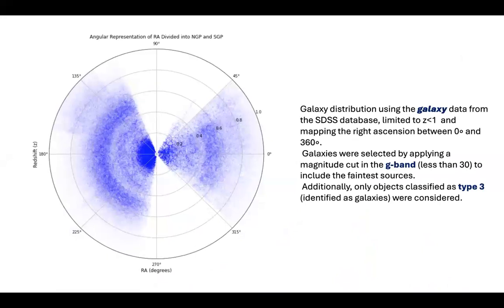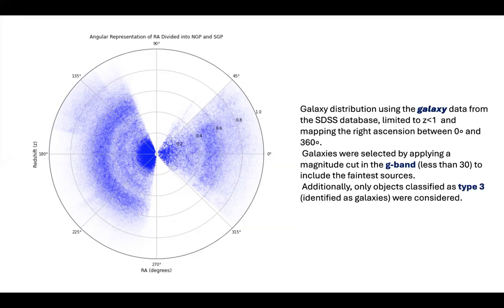So here we have this map based on the SDSS database limited to redshift less than 1, and we can see the structure that we find in this as a proof, these large structures that we already know, but in this case it was just an exercise to check it.